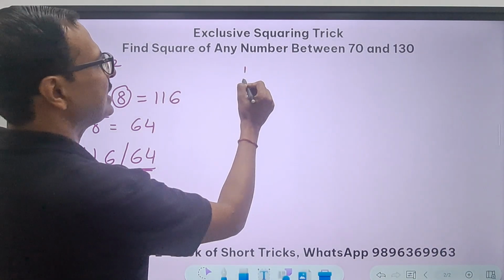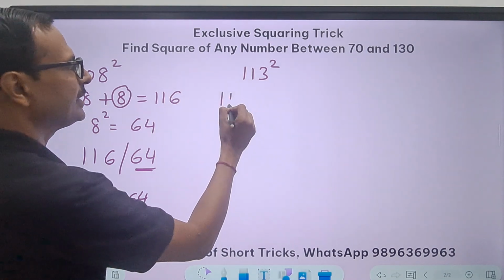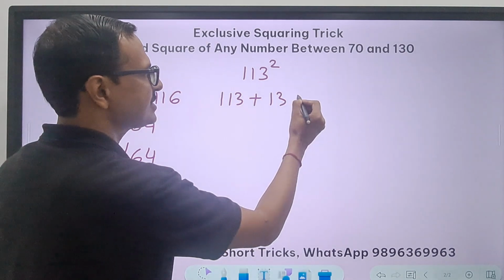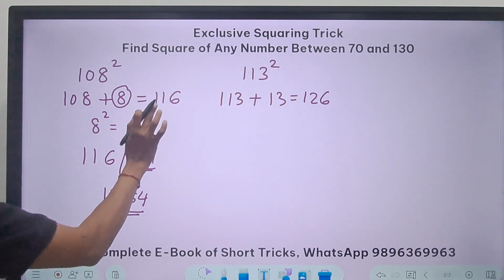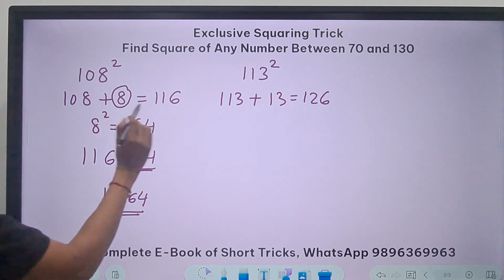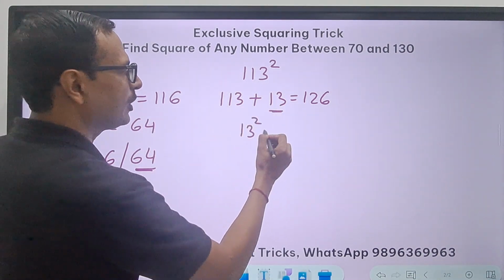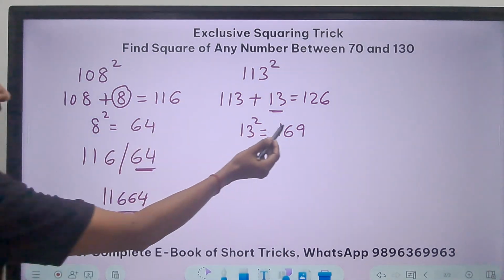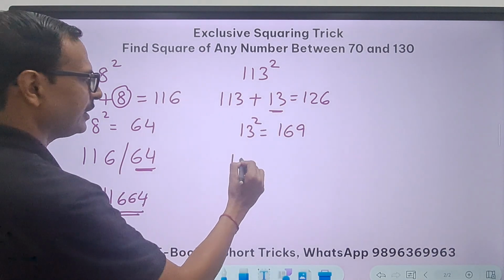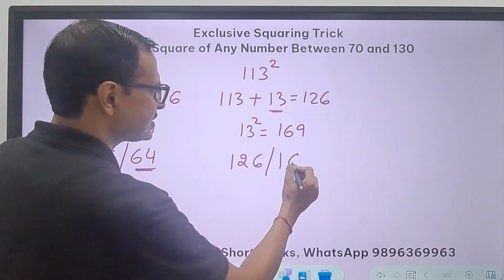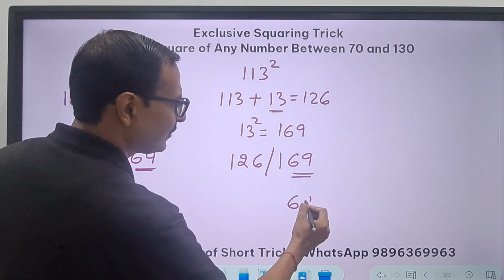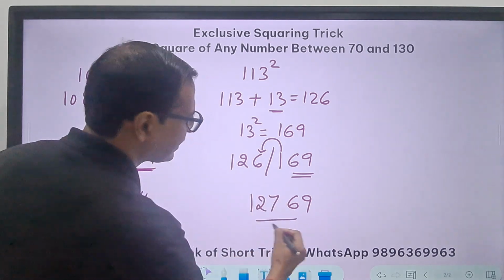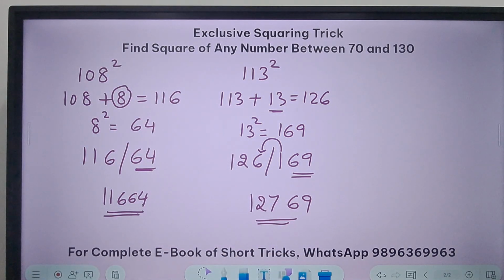So let's do 113 square. So I told you the same number plus the excess over 100. This is 13. So how much is this? This is 126. Now this forms the first part. And the excess is 13, right? So 13 square we all know is 169. So now you have to write this square number later and the first number here, 126 and 169. Retain 2 digits, carry forward the hundreds place, so 126 becomes 127 and that gives you the square of 113.